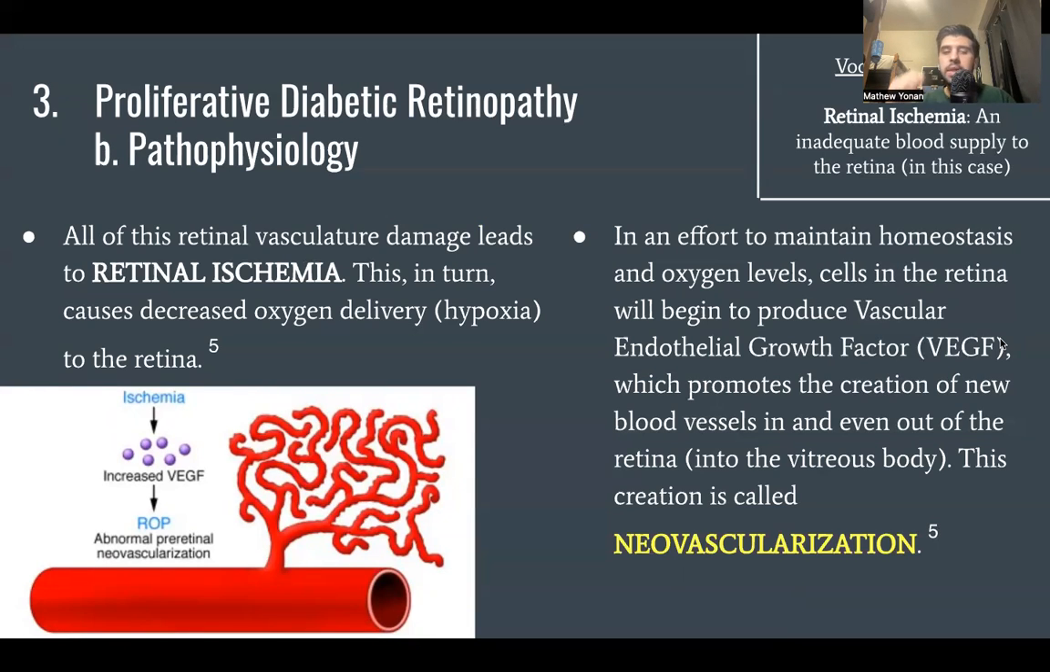Okay, and if we look at the image on the left, you see this ischemia leading, it doesn't show in the image, but it leads to hypoxia. And so this hypoxia starts a homeostatic change where they need more oxygen, right? So how would they get more oxygen? More blood flow. So they increase VEGF, vascular endothelial growth factor, which then leads to the abnormal preretinal neovascularization, right? And so this is just new vessels, which you see right here.